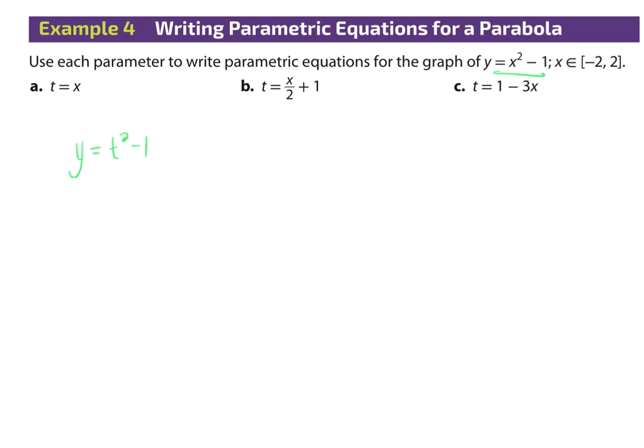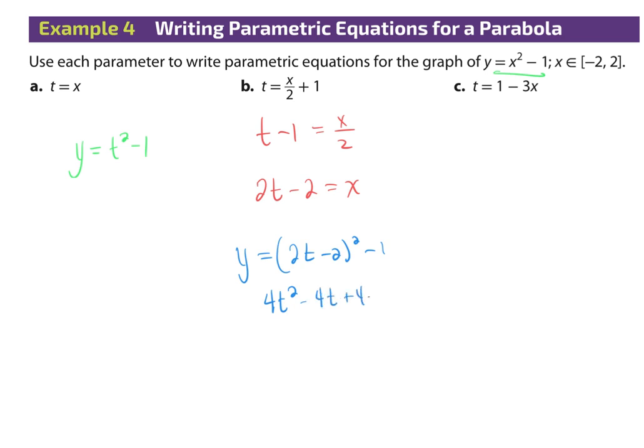When I don't, so if I look at the next one, I don't have x by itself, so I just need to get it by itself. I'm just going to subtract my 1, multiply by my 2. There we go. And then I'm going to do exactly the same thing, y equals, and I'm going to plug this guy in. That's a minus 1 there. Simplify it. And then I have my, that should be 4t squared minus 8t plus 3. And then that is written.